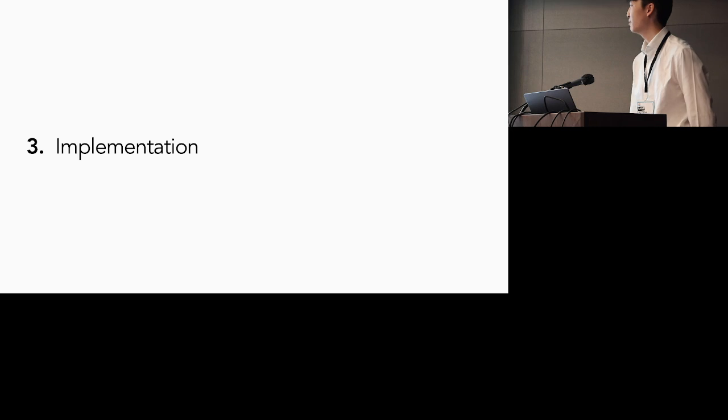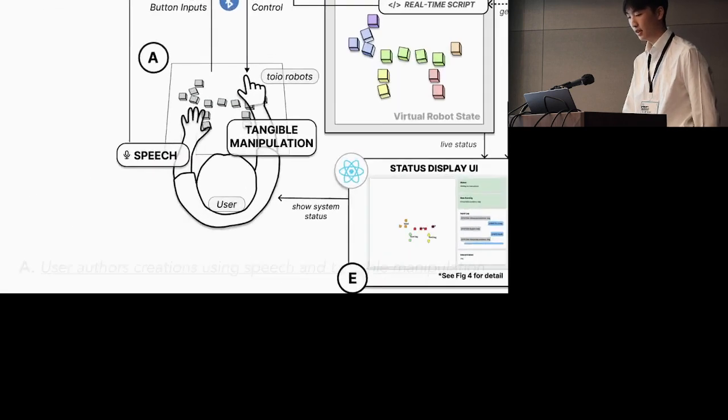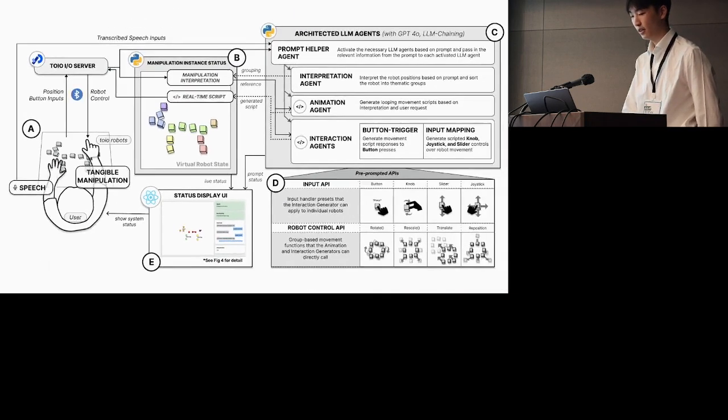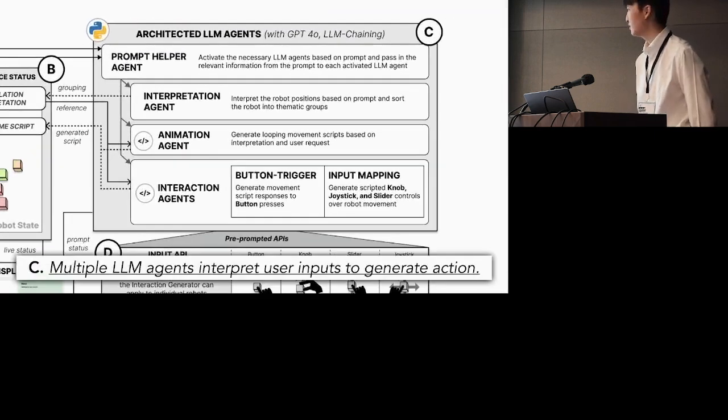Next, I'll run through our implementation. The core of it is that we use a multi-agent LLM architecture to handle user inputs. The user's two input modalities are speech and hand shaping, and these are stored in the virtual robot state. This includes the robot's positions, but also the abstracted grouping that the system generates. The key point is that different agents handle different parts of the process: handling speech inputs, interpreting the shape that the user creates, and generating actuation and interaction.